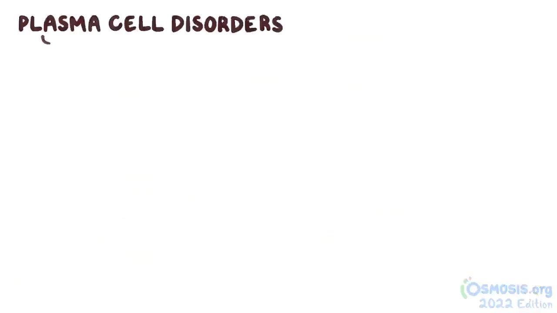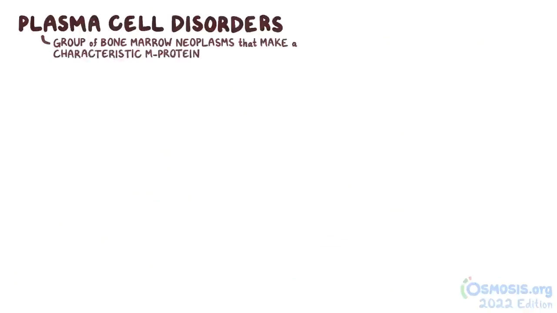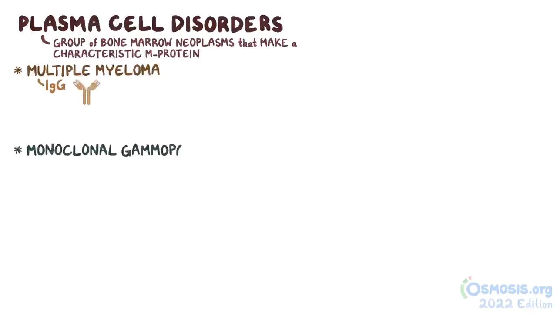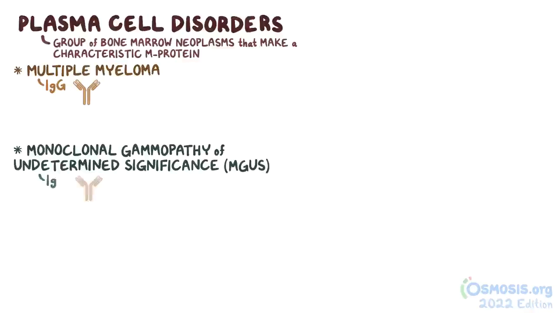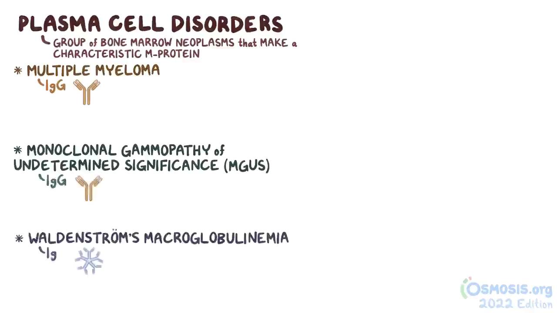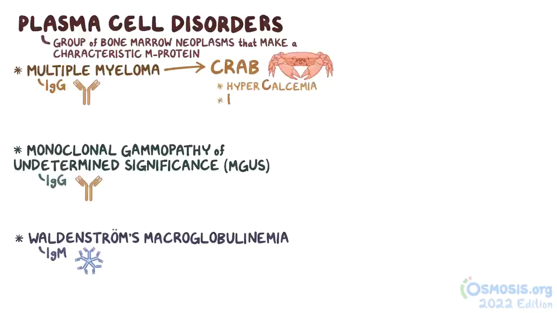Plasma cell disorders are a group of bone marrow neoplasms that make a characteristic M protein, and include multiple myeloma, which usually makes IgG, monoclonal gammopathy of undetermined significance, or MGUS, which also usually makes IgG, and Waldenstrom's macroglobulinemia, which usually makes IgM. Multiple myeloma patients present with CRAB symptoms, which are hypercalcemia, renal disease, anemia, and bone pain.